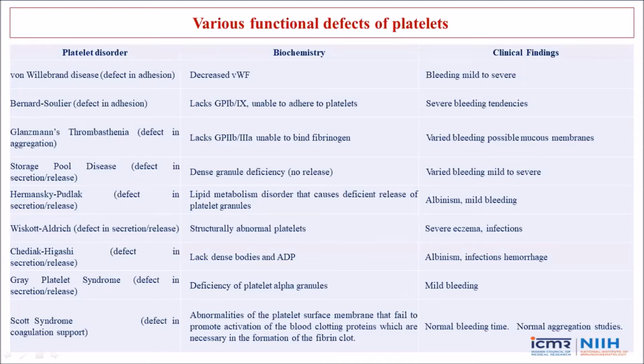Storage pool disease is defects of secretion or release. There is a dense granule deficiency and there is no release happening. Hermansky-Pudlak syndrome: now these are syndromic features also are positive. There is a problem with the lipid metabolism that causes deficient release of platelet granules. Wiskott-Aldrich syndrome, there is a structural defect in the platelets. The platelets are small in size. Chediak-Higashi syndrome is the lack of dense granules and ADP. Gray platelet syndrome is the lack of alpha granules, and the Scott syndrome, as we saw, is the platelet procoagulant defect.